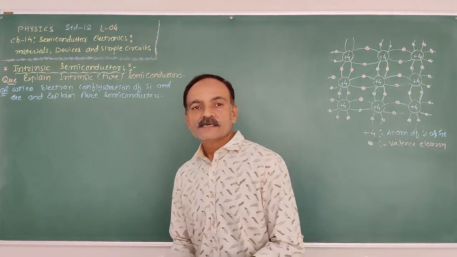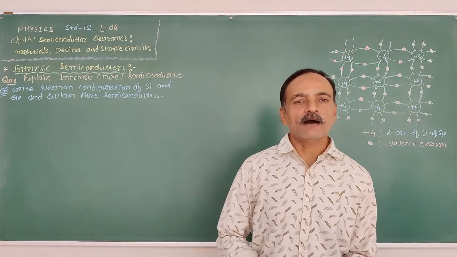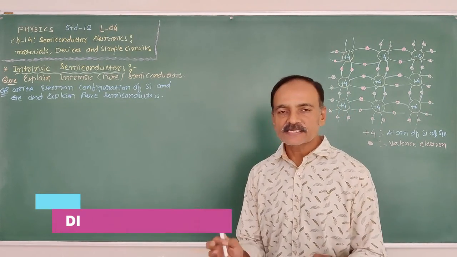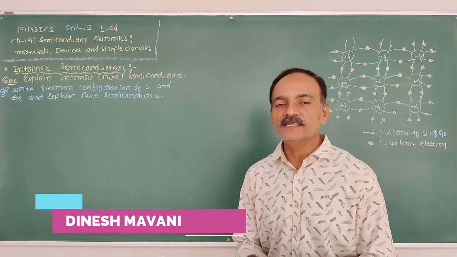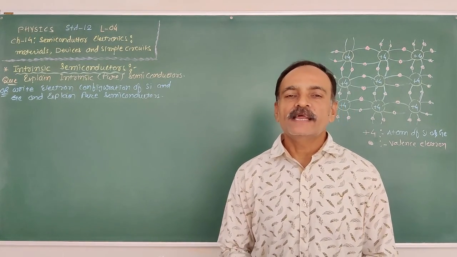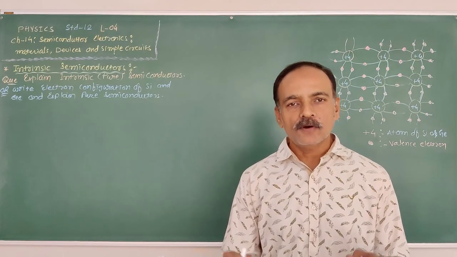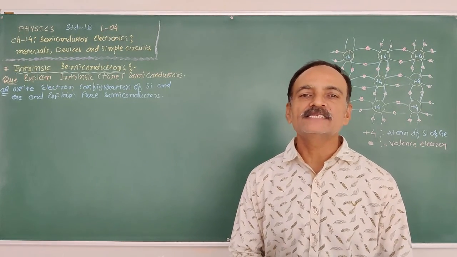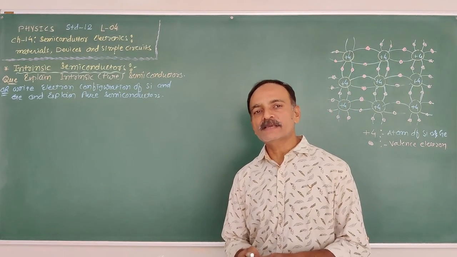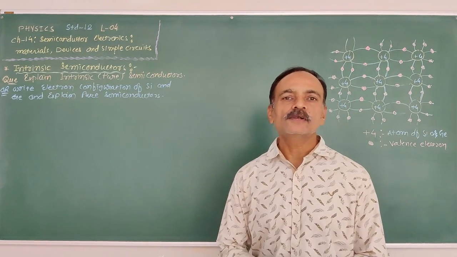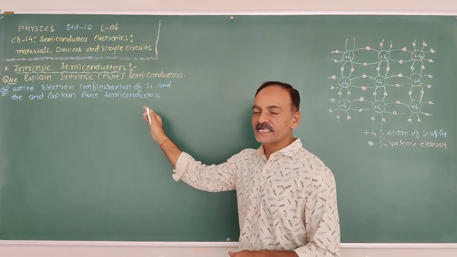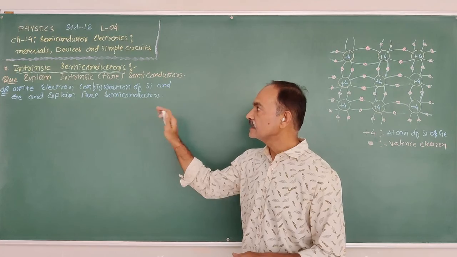Good morning, friends. In this chapter, up to this point, we discussed the types of material: conductor, insulator, and semiconductor. We also discussed the energy band diagram for conductor, insulator, and semiconductor. So that was the information about the semiconducting material and the types of material. Now our chapter begins.